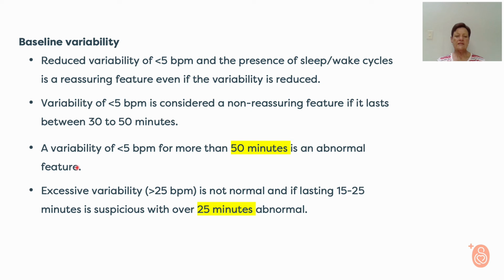Now, excessive variability, where the variability is above 25 beats per minute, is also not normal. If it lasts longer than 15 to 25 minutes, it's suspicious, and if it's longer than 25 minutes, it's abnormal. And we will definitely come back to this again when we do the abnormal fetal heart rates.